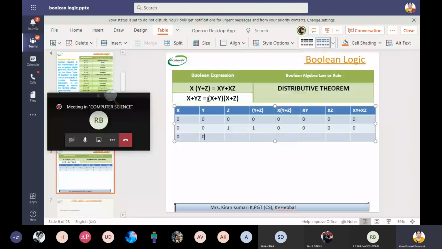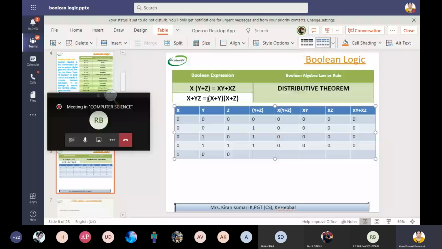Next combination 0, 1, 0. Okay, so y plus z is 1. X value is 0. So wherever x and is there, 0. Okay. Next 0, 1, 1. So y plus z is 1. X and, so x value is 0, 0 and anything is 0.